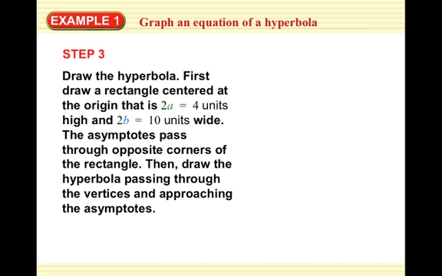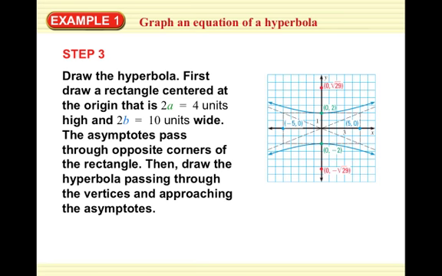All right, now we're going to draw the hyperbola. First, draw a rectangle centered at the origin that is 4 units high and 10 units wide. The asymptotes pass through the corners. Now, I think it's easiest to go ahead and put the center on there and put your 2 vertices. So 0, 2, 0, negative 2. And then from there, now you've got the height of this rectangle established. It is 2 units plus 2 units, the 4 units high.